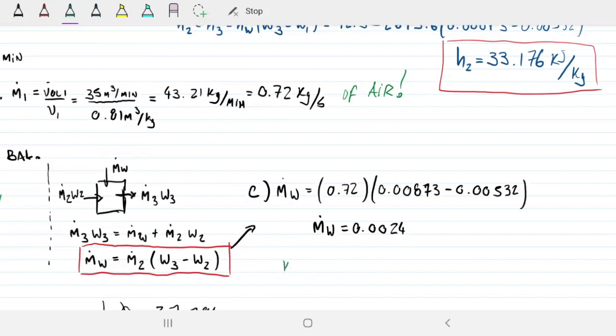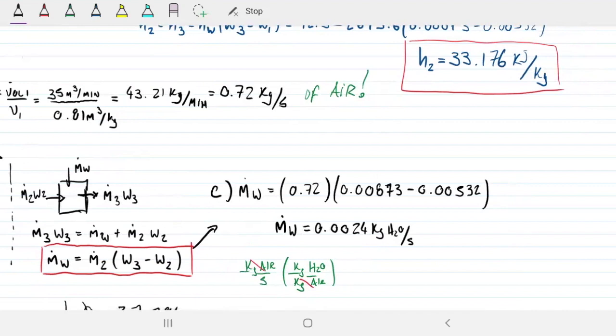Let's just check the units on this. We're doing kilograms per second, right? It's the 0.72 we're multiplying by kilogram of water for every kilogram of air. So our unit is kilogram of water per second. We could do that per minute if we wanted to, because it's too little, or we could do that in grams per second, which would be 2.4.